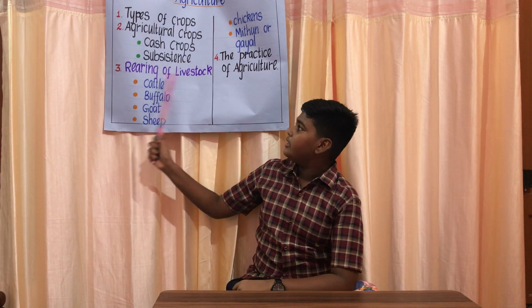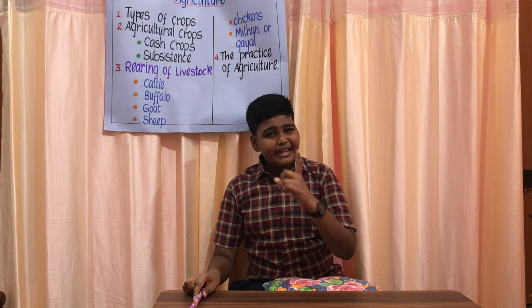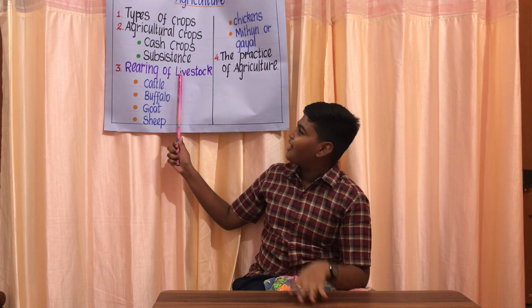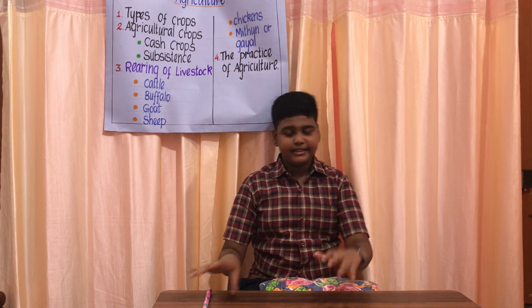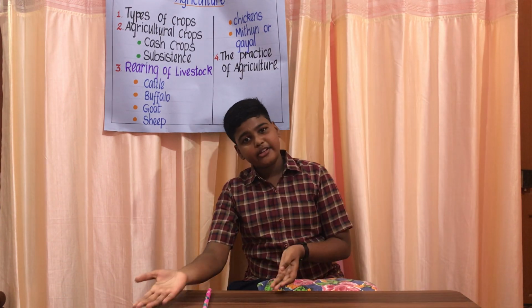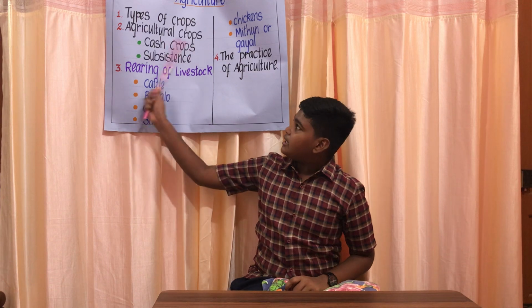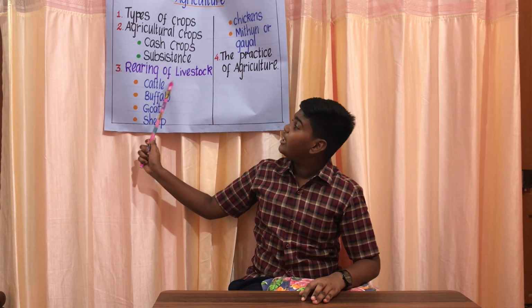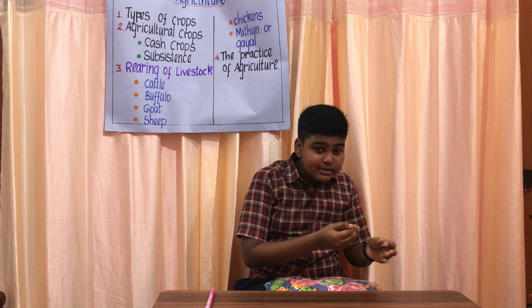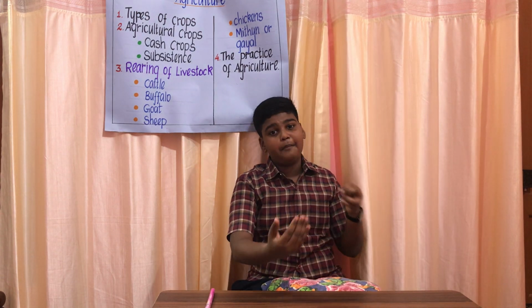Now we will come to rearing of livestock. Many people have doubts about the word livestock, so I will explain it. We learned that agriculture is the practice of cultivating crops and rearing livestock. We learned about cultivating crops, so leave that. Now coming to rearing of livestock. What does it mean? Livestock is nothing but animals that are domesticated by farmers for their own purposes.